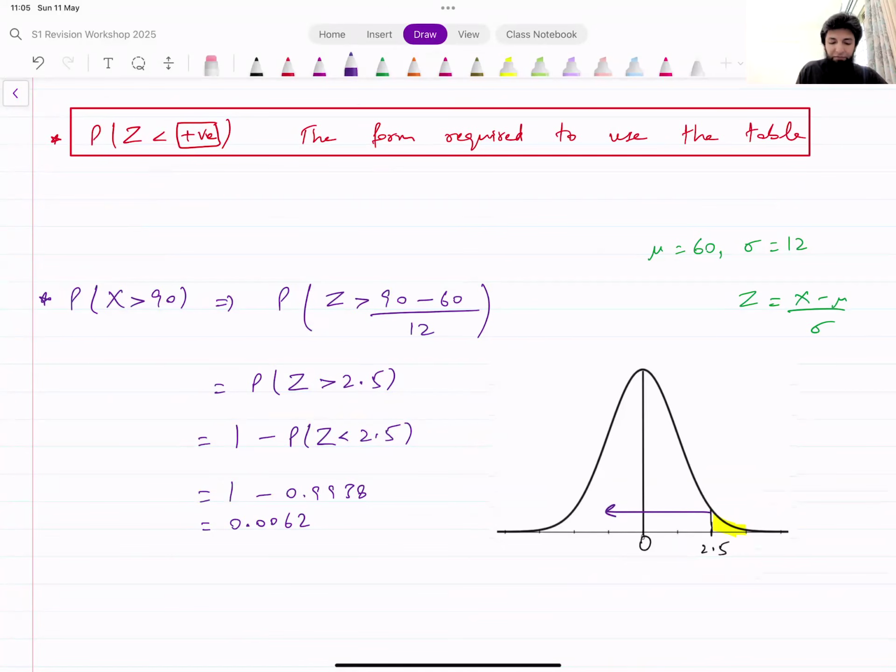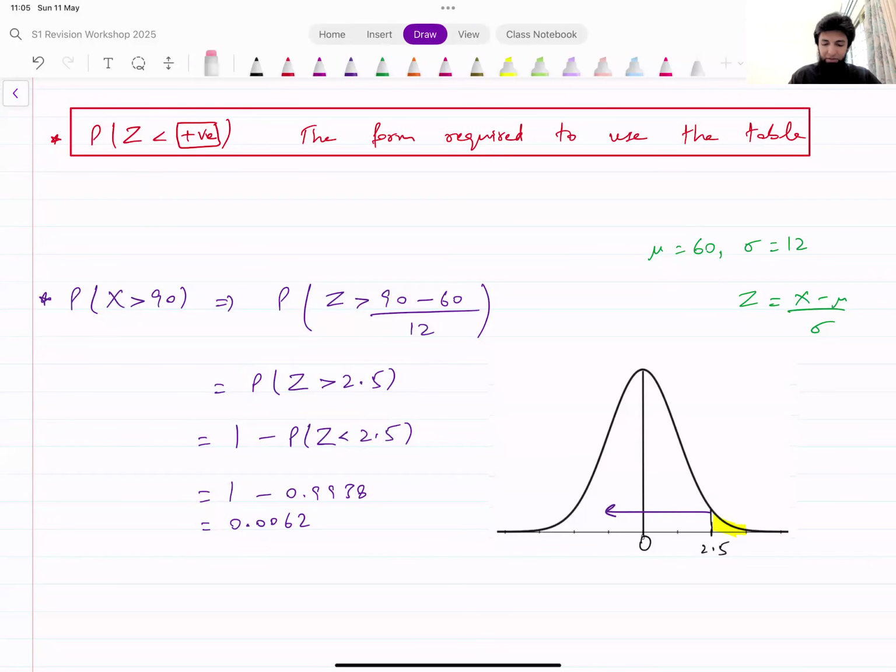For example, if you had to find probability of x greater than 90, same data, mean 60, standard deviation 12, you would convert it to z first of all. So it becomes 90 minus 60 divided by 12. And that gives you that z is greater than 2.5. Now, that's not the standard form. The standard form is z less than a positive number. That's the only form for which we can use the table.